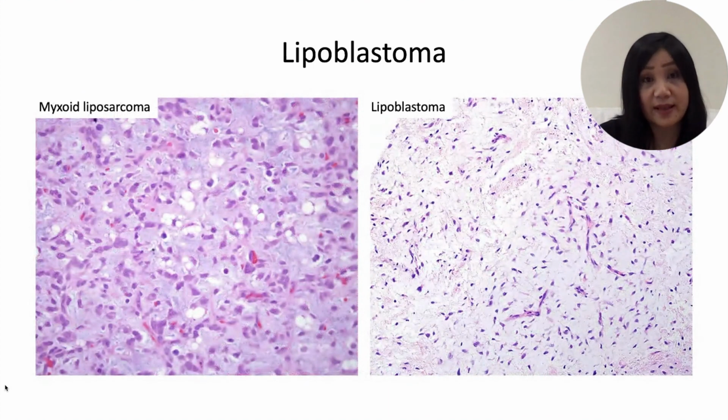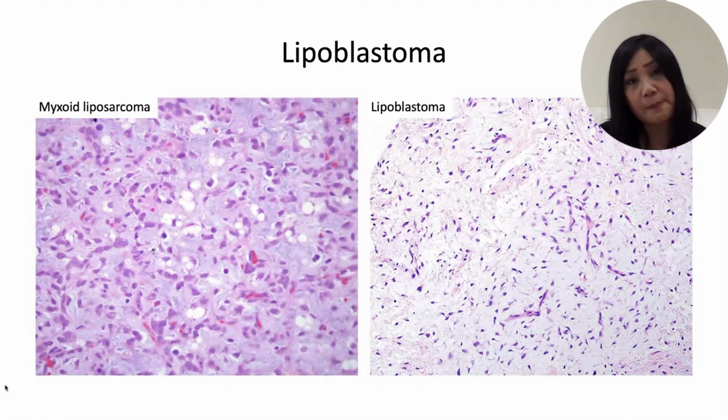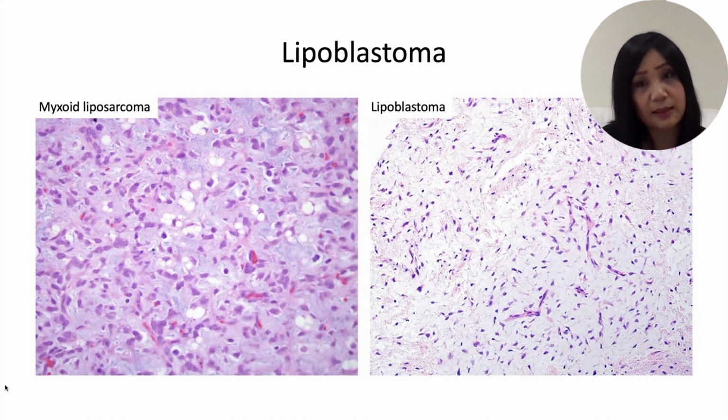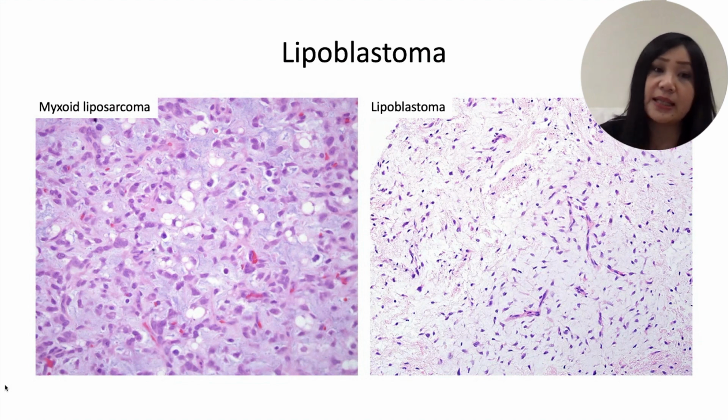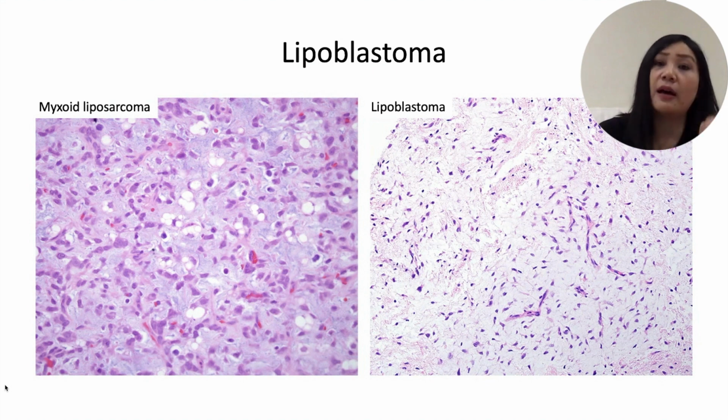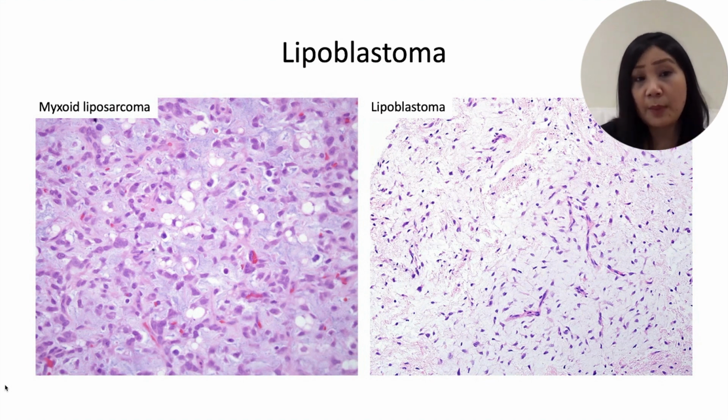Myxoid liposarcoma can resemble the myxoid stromal component of lipoblastoma, but we can see some chief differences. So myxoid liposarcoma has a very prominent myxoid background, which has a delicately amphophilic hue, and there is a much more pronounced curvilinear network or chicken wire network of small thin-walled vessels, in contrast to the slightly larger and less marked vascular pattern of lipoblastoma. Myxoid liposarcoma also very frequently has small numbers of small lipoblasts intermingled, which is not seen in the myxoid component of lipoblastoma.